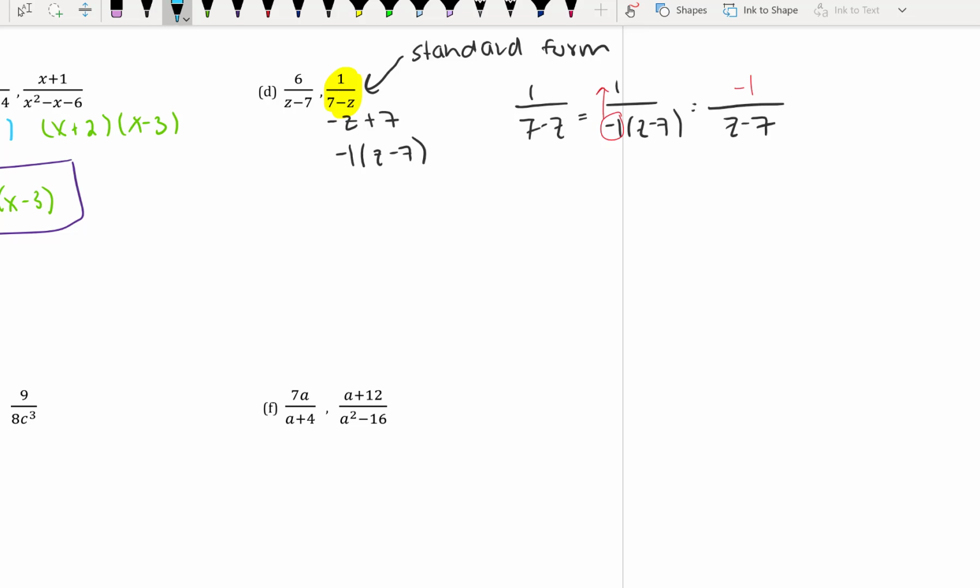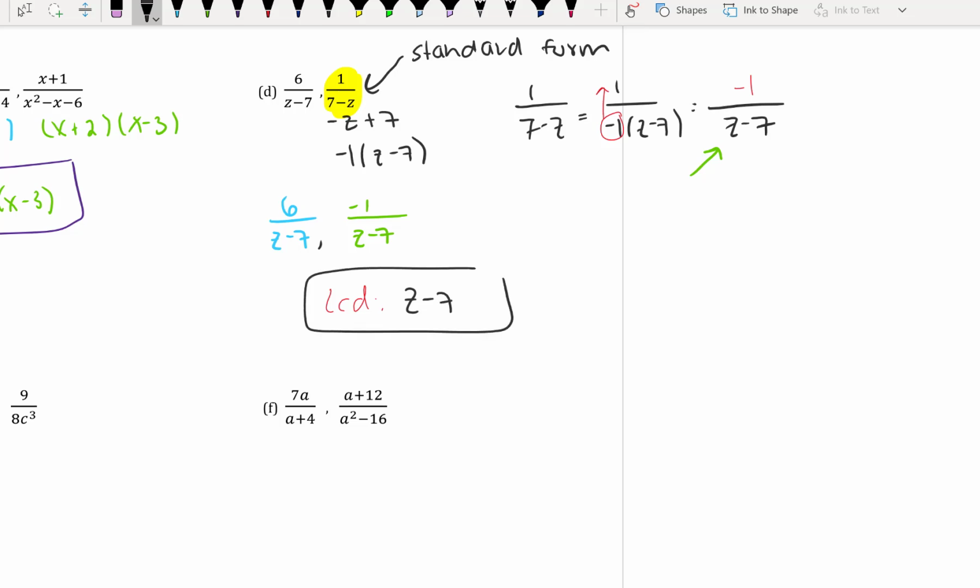So what I really have is 6 over z minus 7, and I have that second fraction as a negative 1 over z minus 7. That's from over here. So it looks like the denominators are exactly the same. So my LCD really just is z minus 7. It's already exactly the same. I just had to rewrite it, factor it out, and move that negative to my numerator so that I can see that it's going to be exactly the same.